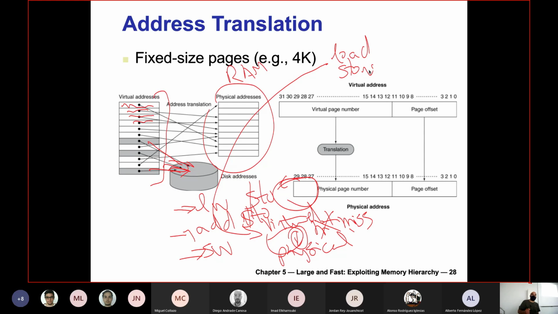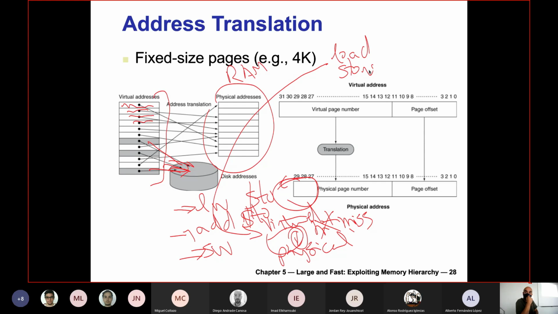When a virtual address has a physical address, it's a hit. When you can translate a virtual and a physical address, you say it's a hit. When you can translate it, it's because there is a physical location corresponding to that address. So that's a hit.